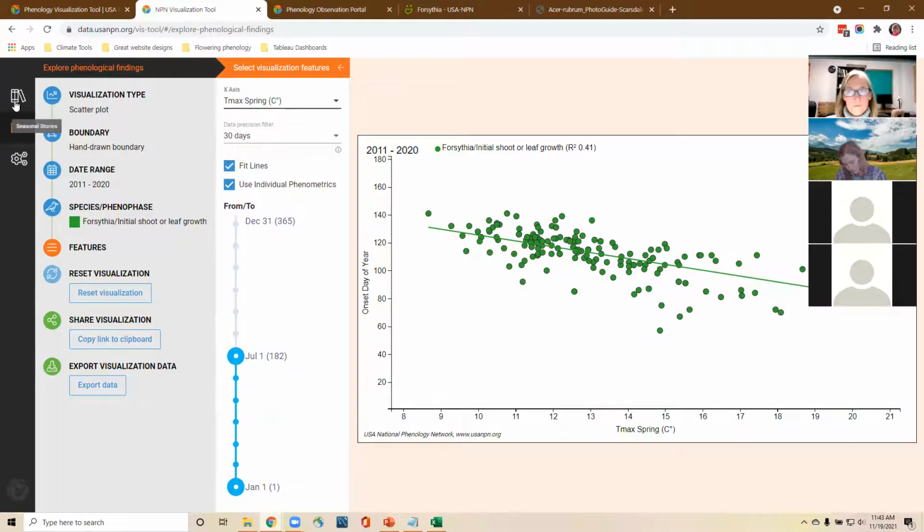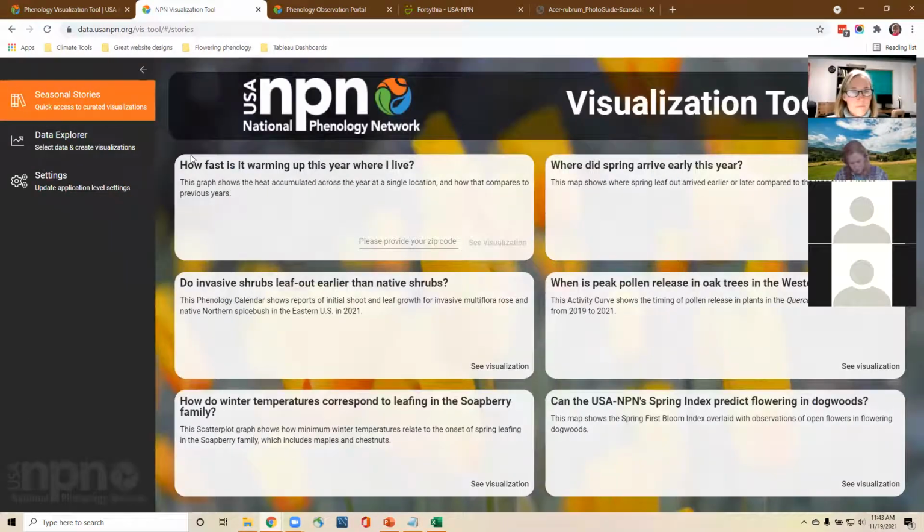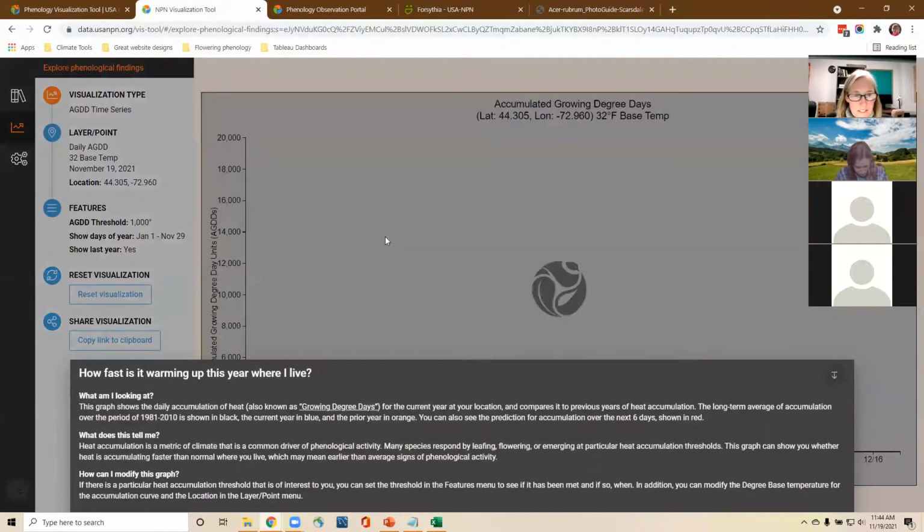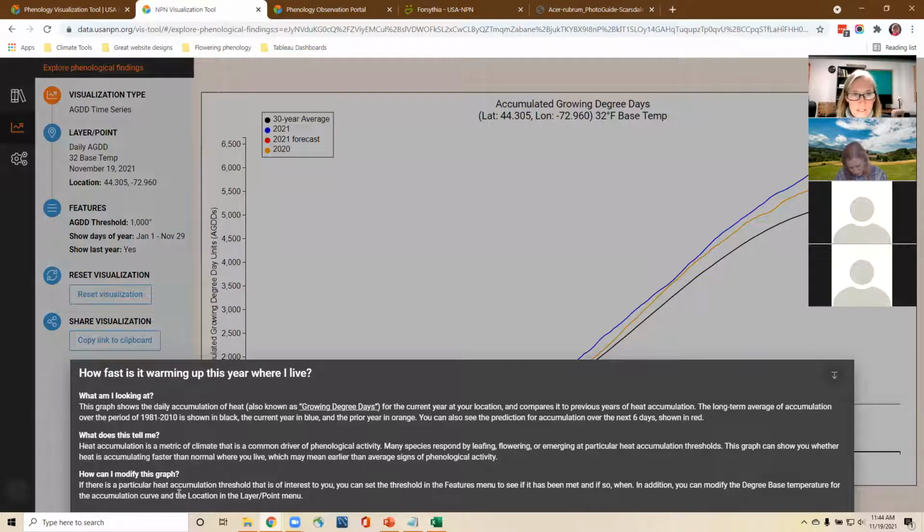Yeah, and if you want to learn more about AGDDs on the seasonal stories here, does anyone want to volunteer their zip code? We could put it in. 05462. So we can put in the zip code. And this is what the tutorial things look like. They each have: what am I looking at? What does this tell me? How can I modify this? So each of them helps you figure out how to use the tool.